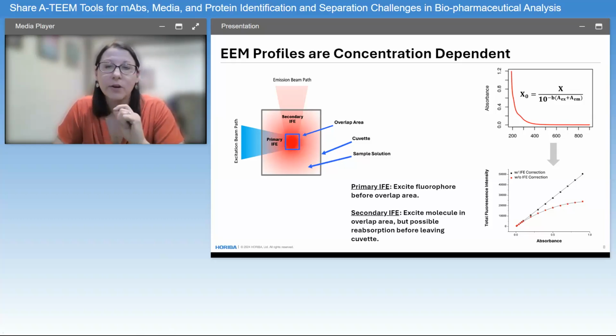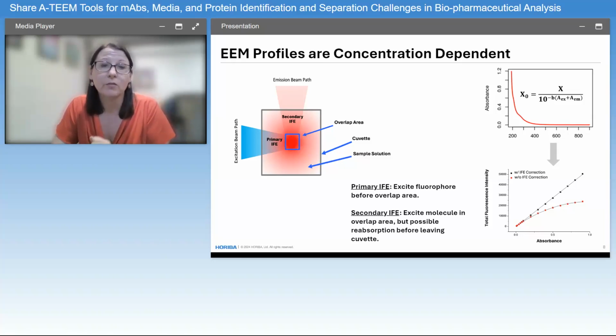And so the primary inner filter effect happens if the solution here is too optically dense. That light doesn't reach the center of the cuvette, and so the fluorescence that's detected is less than what it really would be, as linear to the concentration of the fluorophore. The secondary IFE is when the molecules emitted from an optically dense solution are reabsorbed by the solution because it's too optically dense. And so again, you have an emission profile that is less than what it really would be relative to the concentration.